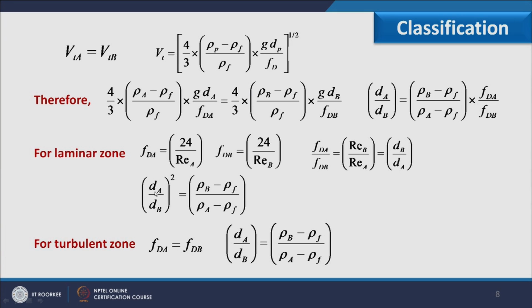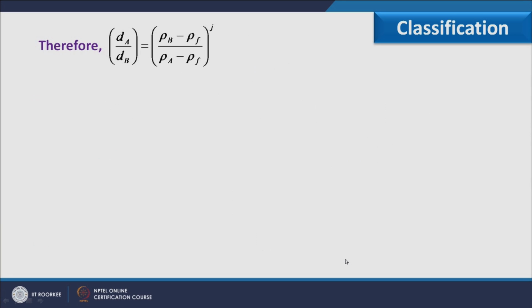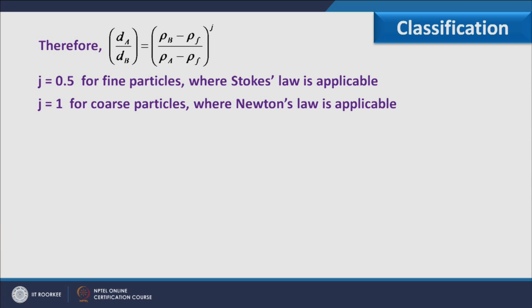It means when we consider dA by dB in this ratio, the particle will fall equally. So, therefore, dA by dB we can show in generalized form as rho B minus rho F divided by rho A minus rho F, to the power j, where j is equal to 0.5 for fine particles where Stokes law is applicable and j equal to 1 for coarse particles where Newton's law is applicable.